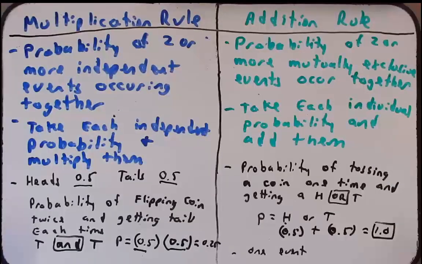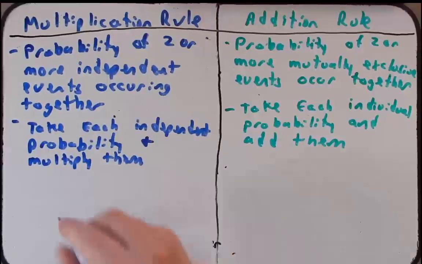They're also mutually exclusive. If you flip a coin one time and it's heads, it excludes the possibility that it could also be tails. Mutually exclusive means you can't flip a coin and get heads and tails, one or the other. Let's now consider one of Mendel's crosses.